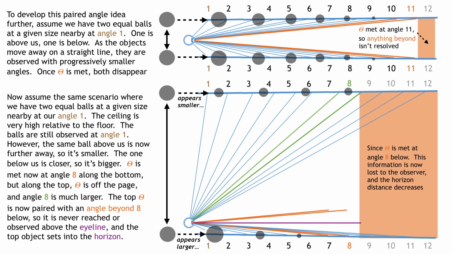So again, if you look along angle 1 through 12 up at the top, the object just gets smaller and smaller as it moves away. Once it hits that angle 11, in this example, then it is no longer observed. It's too small to be seen, and if it were to move beyond into angle 12, it's not observed.